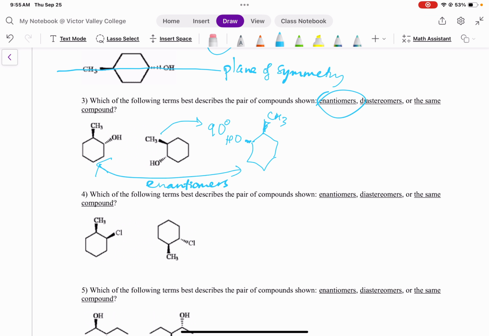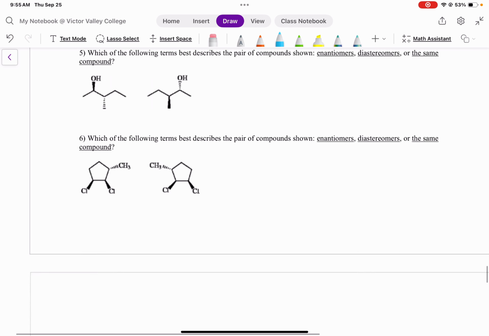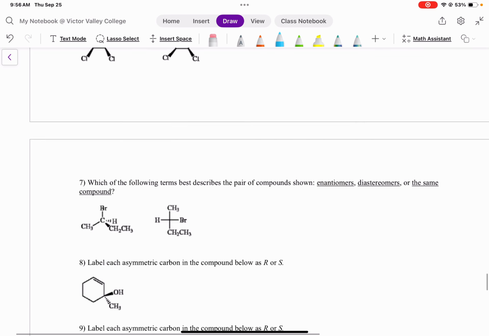Yeah, this one is cis. This one is trans. The best guess would be diastereomers, right? All right, so on and so forth. You guys can give it a try and then check out the answer key.